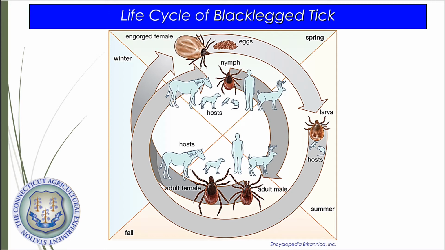The life cycle of black-legged ticks generally lasts 2 years. During this time, they go through 4 life stages: egg, larva, nymph, and adult. After the eggs hatch, the ticks must have a blood meal at every stage to survive. Black-legged ticks can feed from mammals, birds, reptiles, and amphibians. The ticks need a new host at each stage of their life.